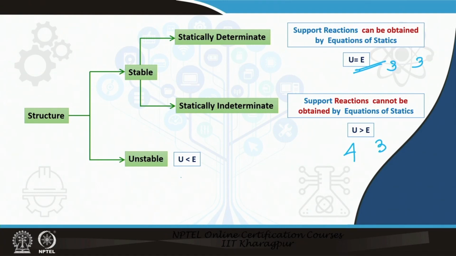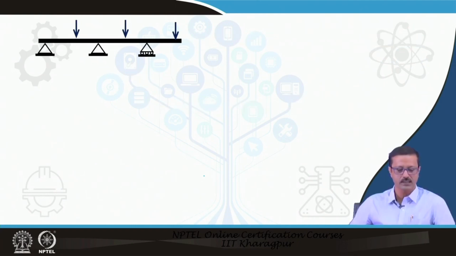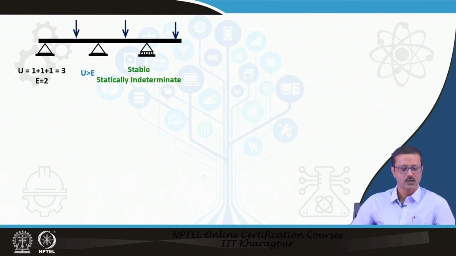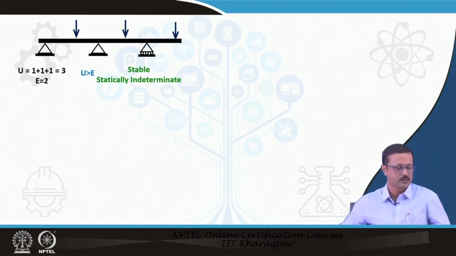But when the number of unknowns is 2 and the equations available are 3, then you have more equations than unknowns, so that will give you an unstable case. I have some figures for you. This is a particular structure which has 3 supports, one roller and the other 2 hinges. The total number of unknowns is 3, because I have taken only the horizontal and vertical forces. We have no horizontal forces, so the equations are also 2. So this is statically indeterminate, 3 and 2.